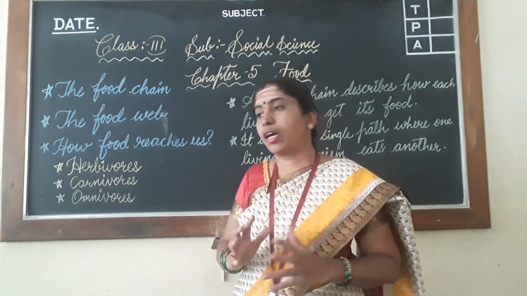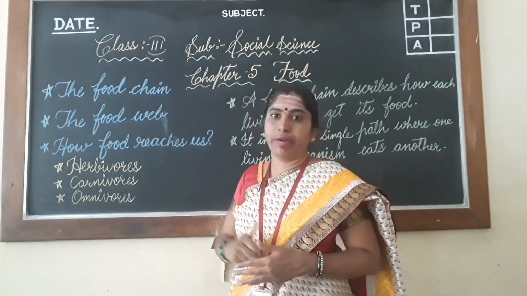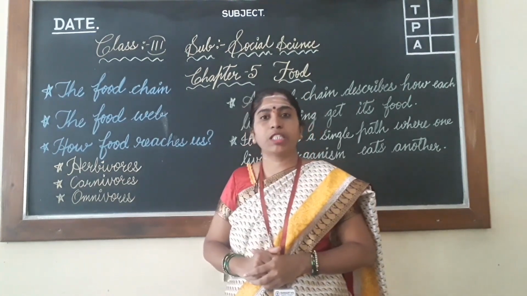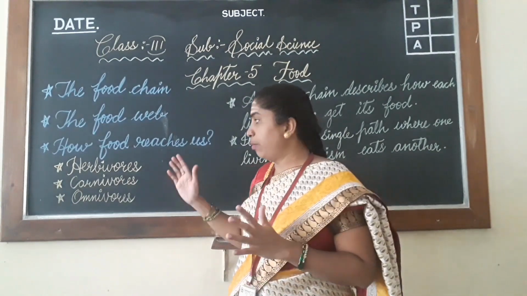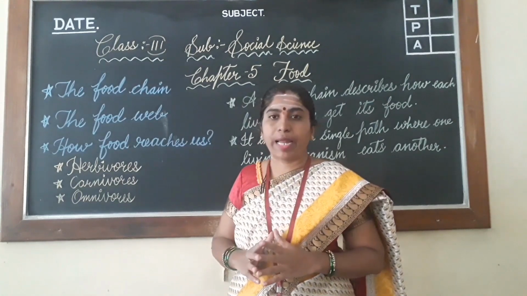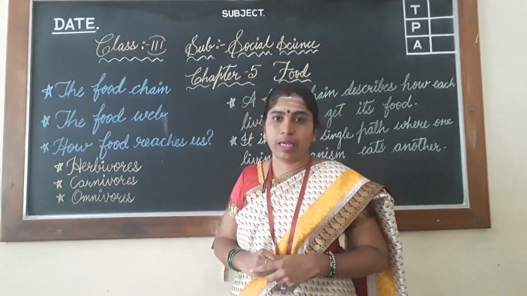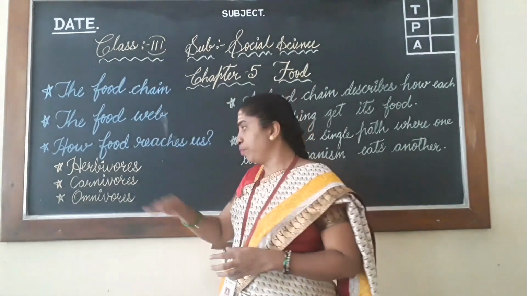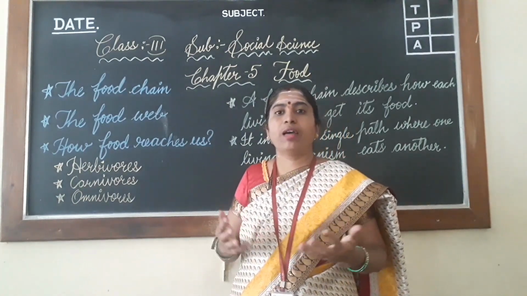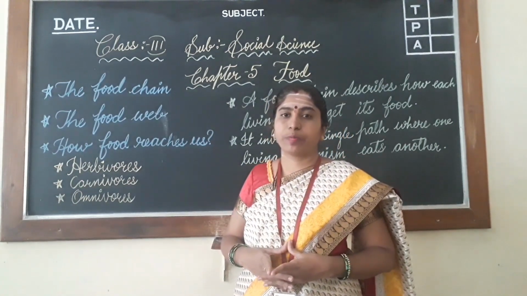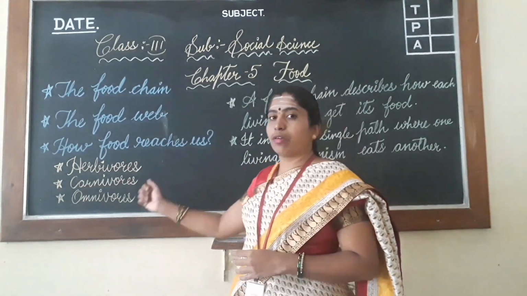Then next you learned about the herbivorous, carnivorous and omnivorous animals. What are herbivorous animals, children? Herbivorous animals are the animals which depend on plants. You can also say plant eating animals are called herbivorous animals, isn't it? Then what are carnivorous? Carnivorous are the animals which eat the flesh of other animals. Okay, they are also called flesh eating animals.